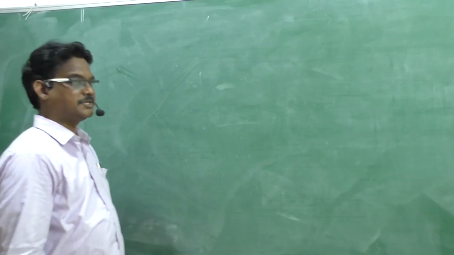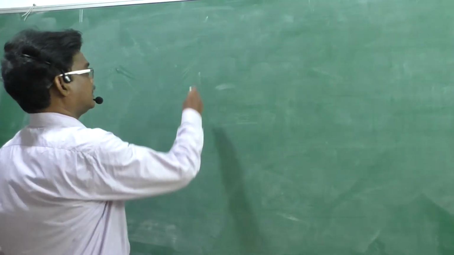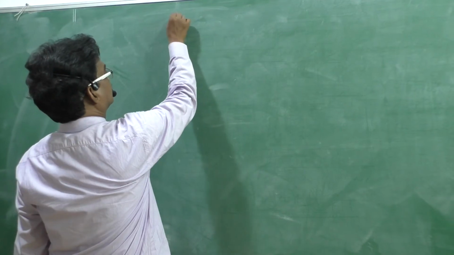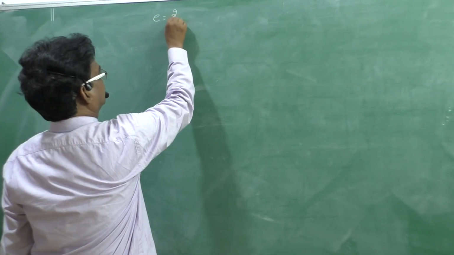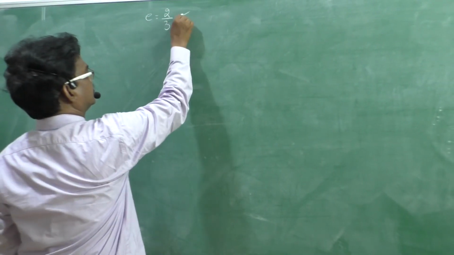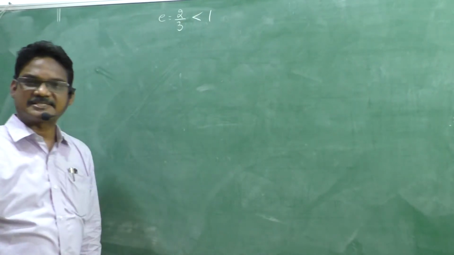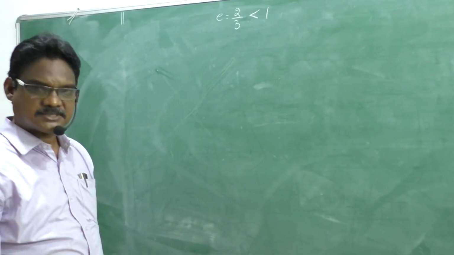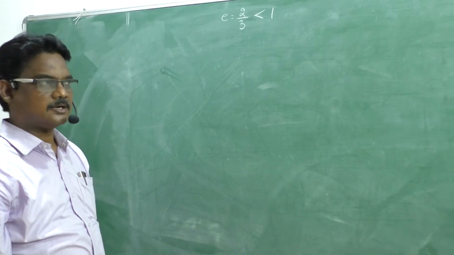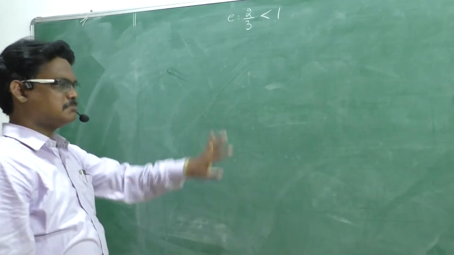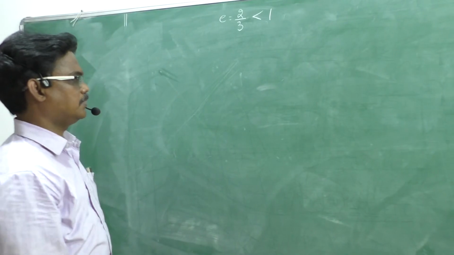Now we will see the second case. The second case is E equal to 2 by 3. Obviously you see this 2 by 3 is less than 1. When it is less than 1, it will give a curve of ellipse. The same methodology we can implement for this.